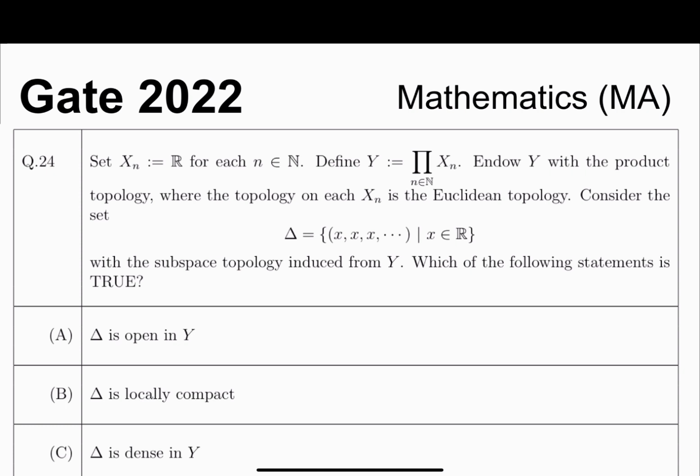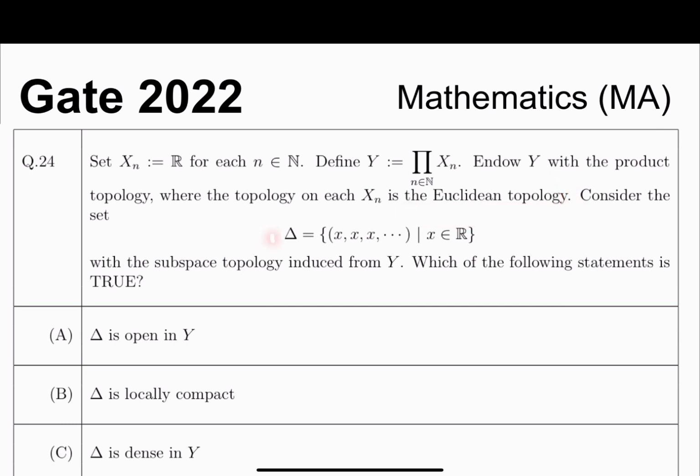Okay, today we'll solve a GATE 2022 question from mathematics. This is question number 24 from topology. Let Xn be R for each n belonging to the natural numbers, and let Y be the product of Xn, where n belongs to the natural numbers, with the product topology, where each Xn has the Euclidean topology of R.